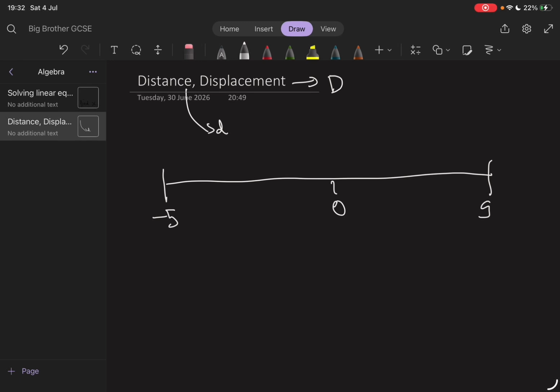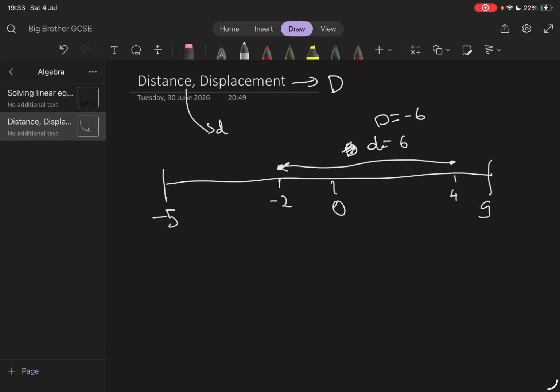Now, I want you to imagine that we were at position 4 and we are going to position -2. Distance we would know to be 6. However, the displacement would be -6.